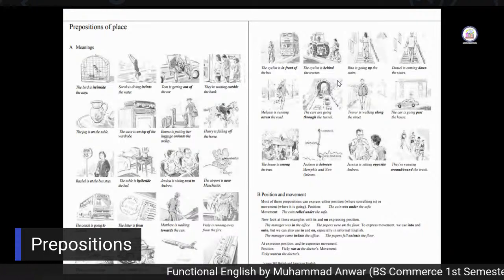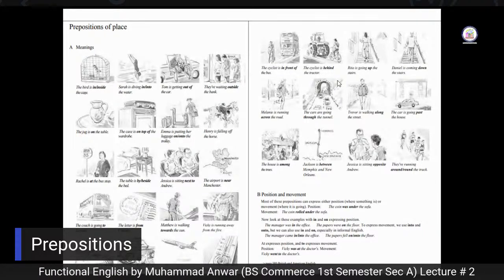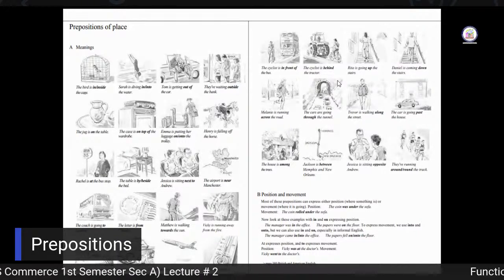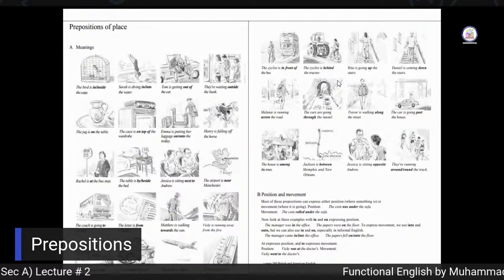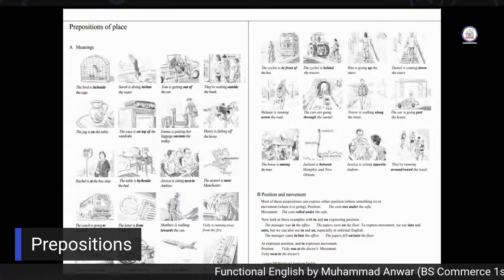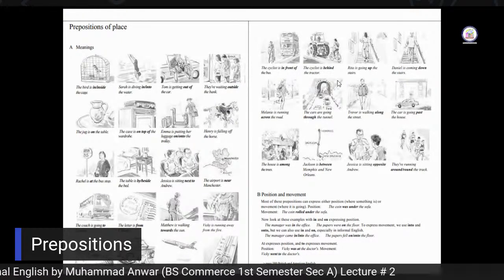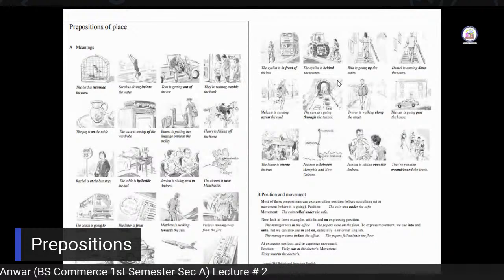Rita is going up the stairs. Going up the stairs means ऊपर जाना. Going down the stairs नीचे आना. Up and down. Across the road means cross करना. The cars are going through the tunnel and through means किसी चीज़ में गुजर के जाना. Walk through gates तो सुना ही होगा. You must have heard what is called walk through gate. So he is walking through these doors.